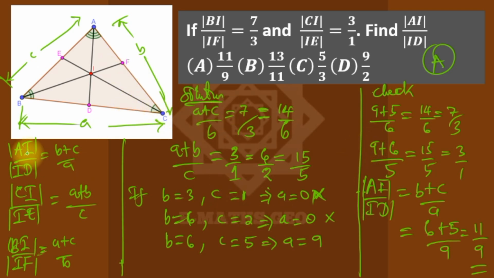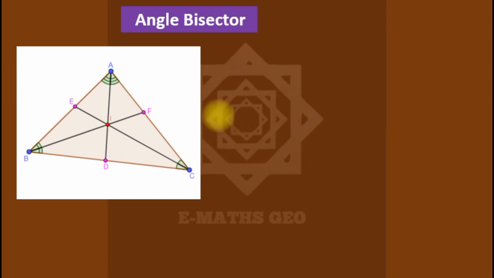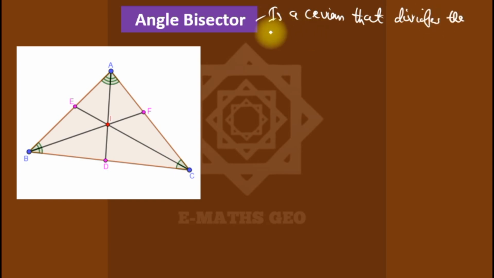But let me now prove how I came about this ratio, this 3 ratio. We have the same diagram. From what I've said, an angle bisector, let's start with the definition, is a Cevian that divides the vertex angle into 2 congruent angles.